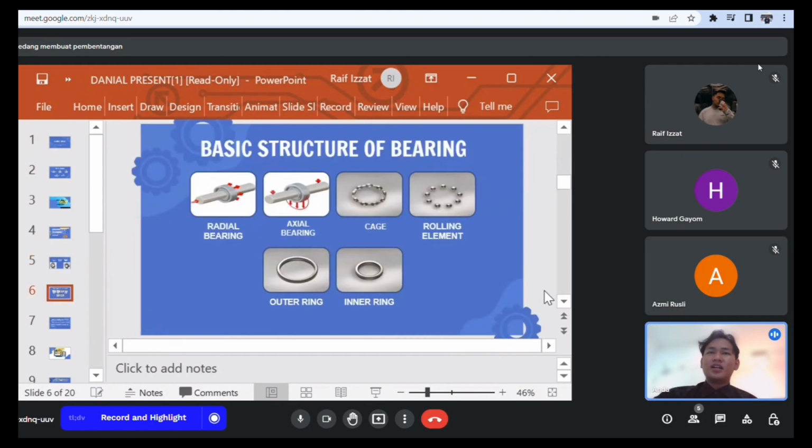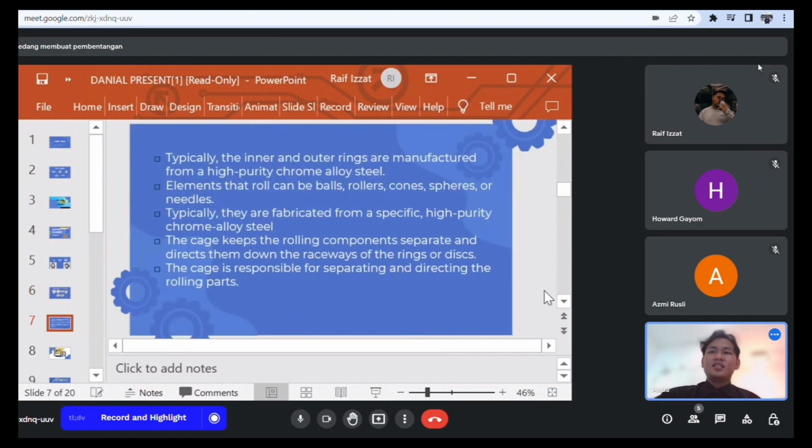So, the picture shows the basic structure of a bearing. The first one is a radial bearing, second is an axial bearing, third is the cage, next is the rolling element, next is the outer ring, and last is the inner ring.